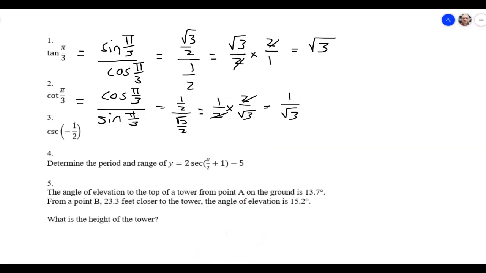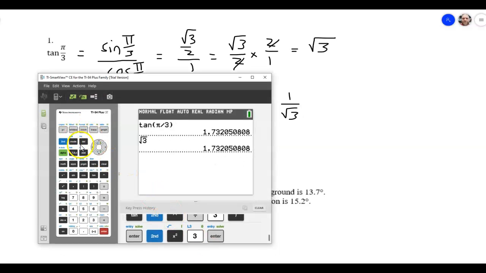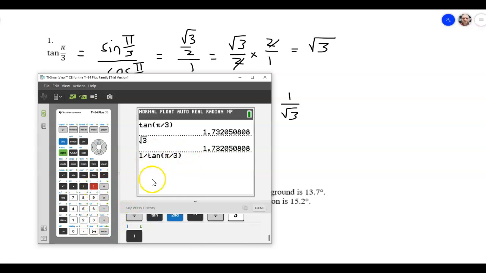And I want to check that in my calculator again. So I'm going to do the cotangent. Now remember, the normal TI-83, TI-84 calculators don't have cotangent, but since it's a reciprocal, I can write it as 1 over the tangent. So I'm going to do 1 divided by the tangent of pi over 3, and this will be the same as the cotangent as long as the denominator is not equal to 0.